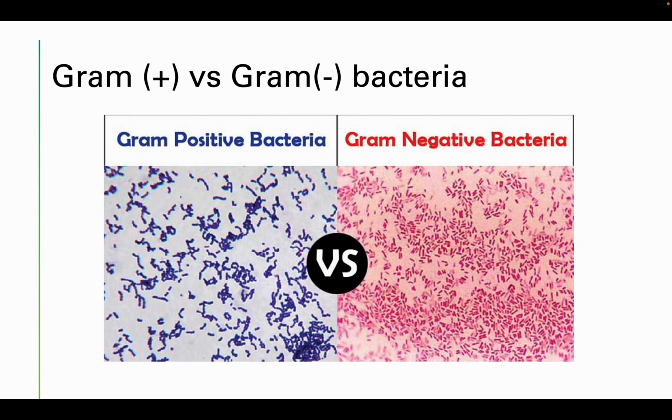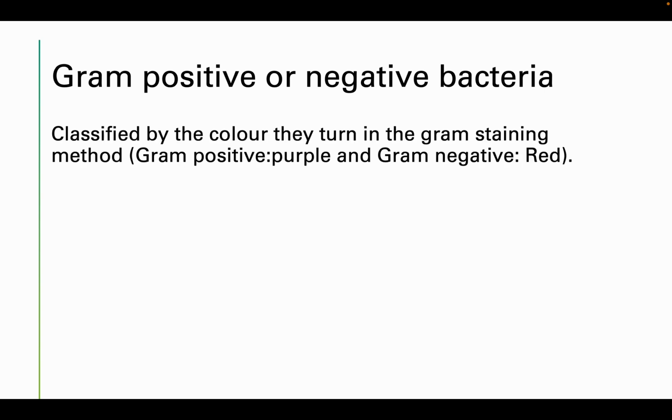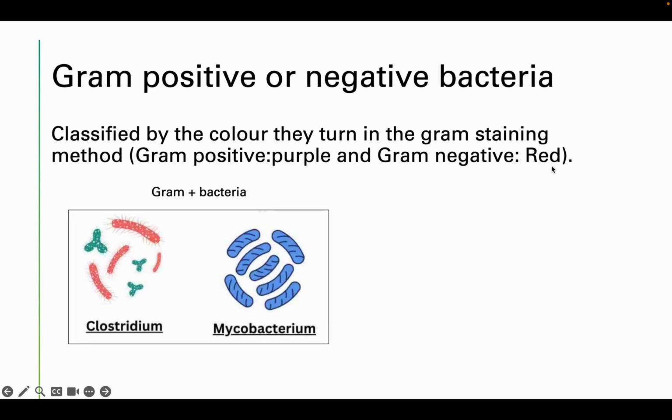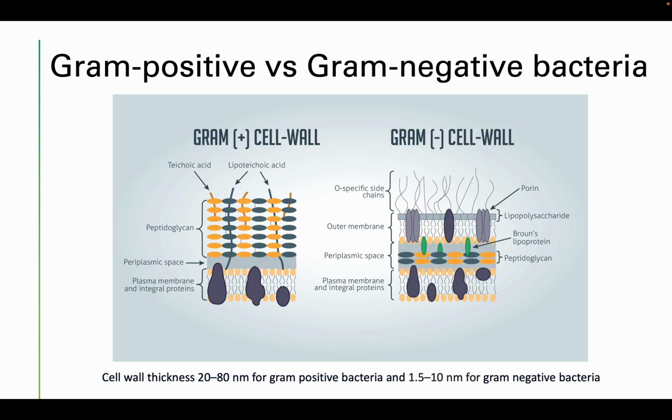So, why can one bacteria retain the color and the other cannot? There has to be some difference between the positive bacteria and the negative bacteria. As I have already said, they are classified by the color they turn when we do the gram staining. The gram positive bacteria turns purple and the gram negative red. Here are some examples: for gram positive bacteria, Clostridium and Mycobacterium, and for gram-negative bacteria, Proteus and Escherichia coli, which is commonly called E. coli as well.